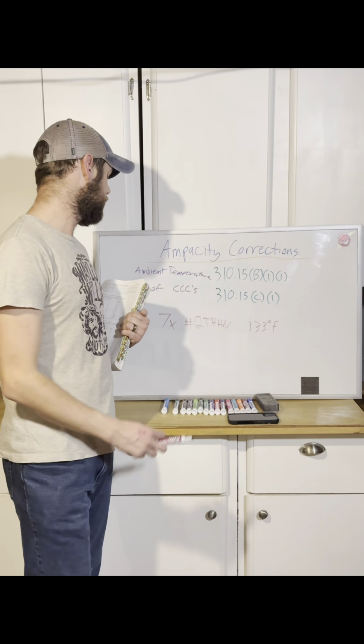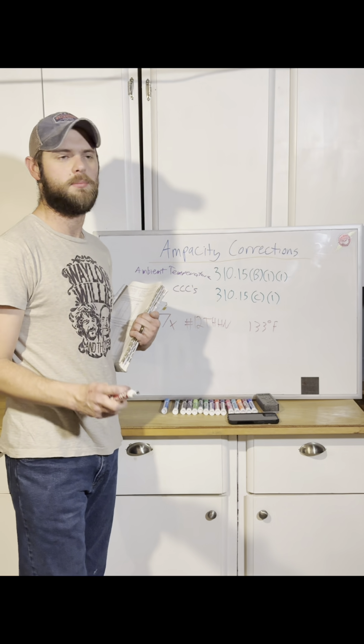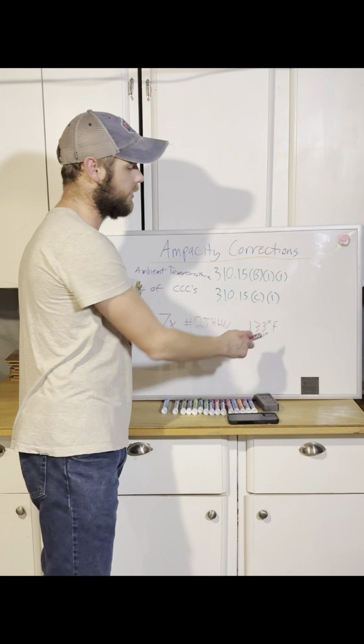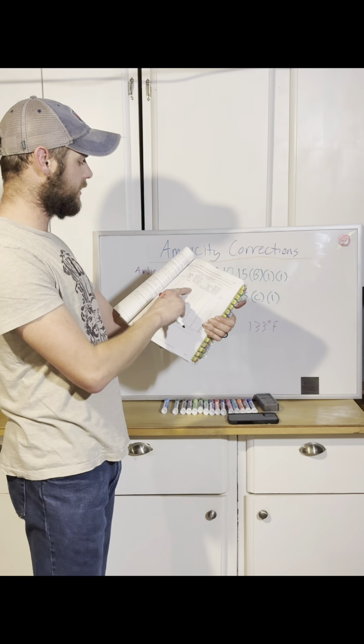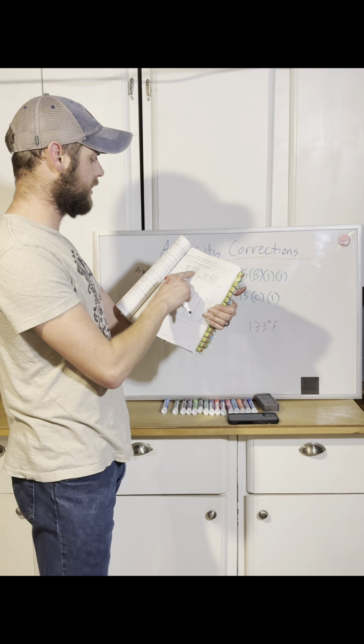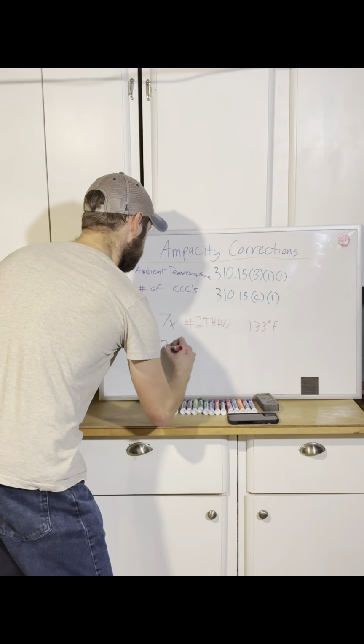So let's say we're trying to install 7 number 12 THHN conductors in a conduit where the ambient temperature of the environment is 133 degrees Fahrenheit. First thing we need to do is go to Table 310.16 and find our starting ampacity. THHN is 90 degrees C rated. Number 12 is good for 30 amps.